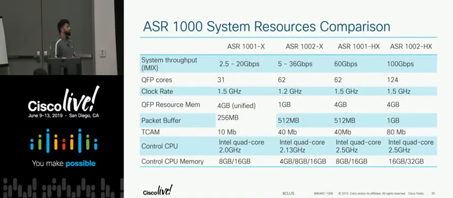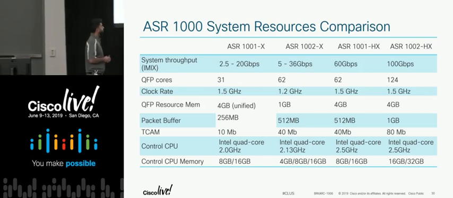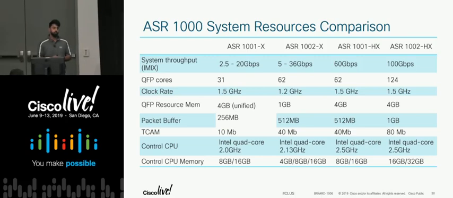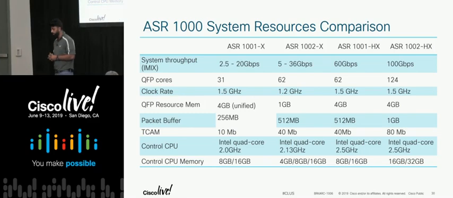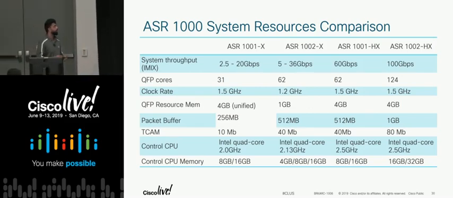And this table is resource comparisons for the fixed chassis: the QFP resource memory, or the TCAMs, the control CPUs, the CPU all Intel quad-core with different clock rates, and the memory, again, bigger the platform, higher the memory. 8 gig is the default for ASR 1001-X, whereas in the 1002-X and HX it is 16 gig, where it can be expandable up to 32 gig. You can refer to this table.